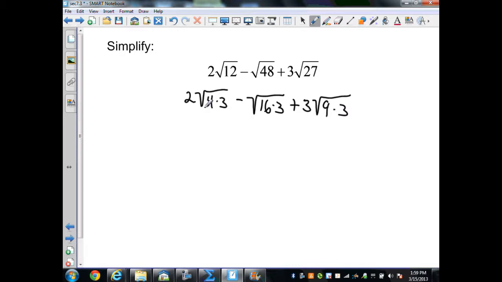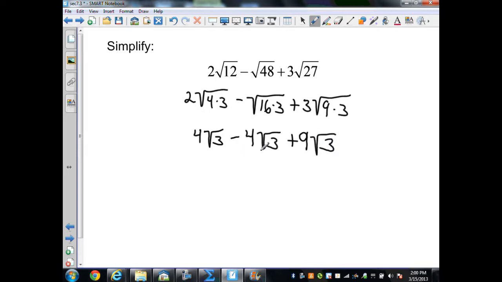The square root of 4 we know is 2. 2 times 2 is 4 square roots of 3 minus the square root of 16, which is 4. What's left is the square root of 3. And finally, I bring down my plus sign. The square root of 9 is 3. 3 times 3 is 9 square roots of 3.